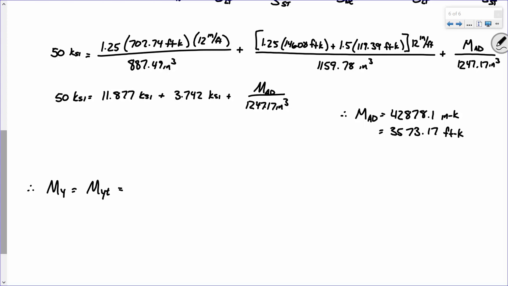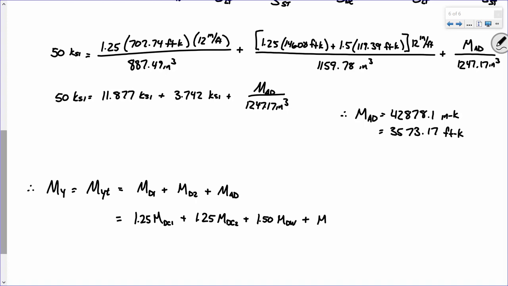That is MD1 plus MD2 plus MAD, which is 1.25 MDC1 plus 0.25 MDC2 plus 1.5 MDW plus whatever that additional moment is. So that's why we left a load factor off there, because if you wanted, you could have included it before, but you'd have to divide it, and then now here you're multiplying it. There's no reason to put it there.